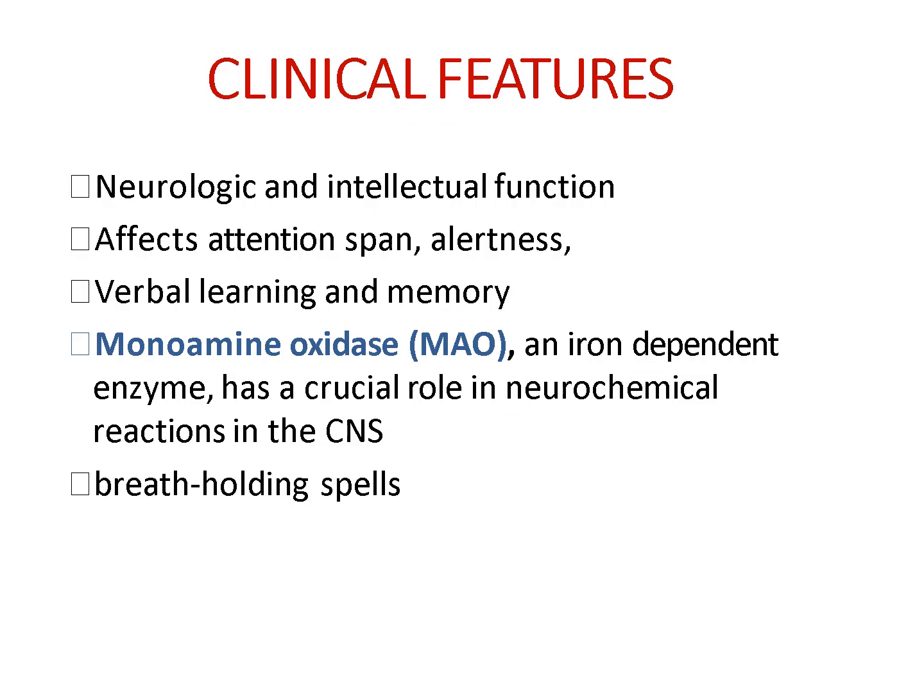Some important clinical features of anemia: abnormal neurological and intellectual function, which affects attention span, alertness, verbal learning and memory. Monoamine oxidase, an iron-dependent enzyme, has a crucial role in neurochemical reactions in the CNS. Breath holding spell is also an important feature of anemia in toddlers.